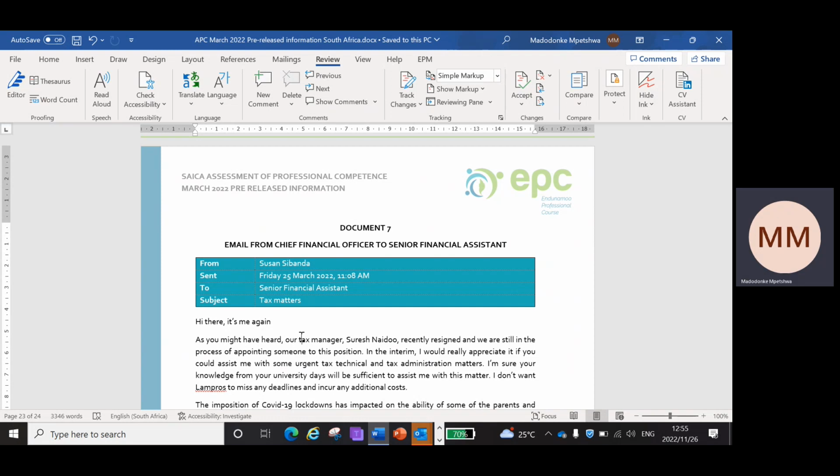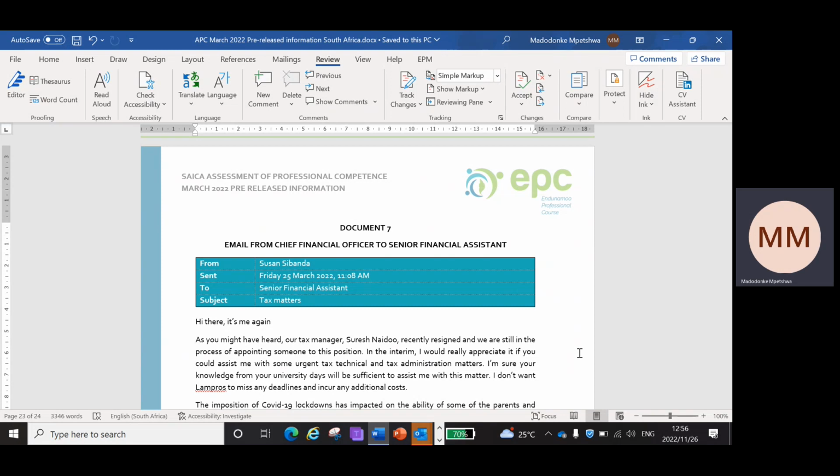Right, so we then get to document 7. This is the email from the CFO, and the email is relating to tax matters. So I'm going to start reading and then we're going to reflect. Hi there, it's me again. As you might have heard, our tax manager Suresh Naidu recently resigned and we are still in the process of appointing someone to this position. In the interim, I would really appreciate it if you could assist me with some urgent tax technical and tax administration matters. I'm sure your knowledge from your university days will be sufficient to assist me with this matter. I don't want Limpros to miss any deadlines and incur any additional costs.